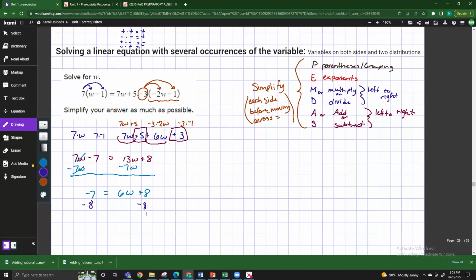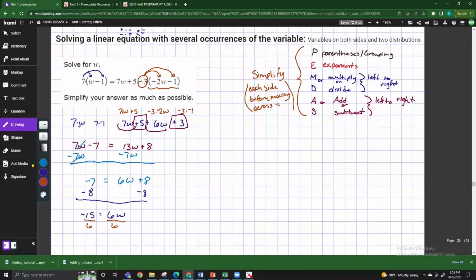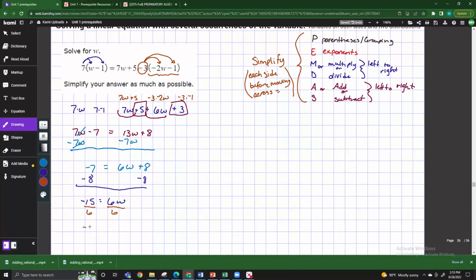-8. You're always going to be doing the opposite operation. So instead of adding, I'd be subtracting. Instead of multiplying, I'd divide. So this is -15 equals 6W. Now I get to undo the times, so divided by 6, and I get -15 over 6 equals W.